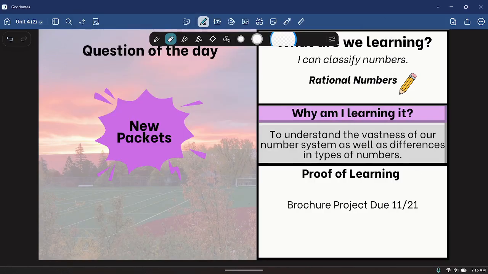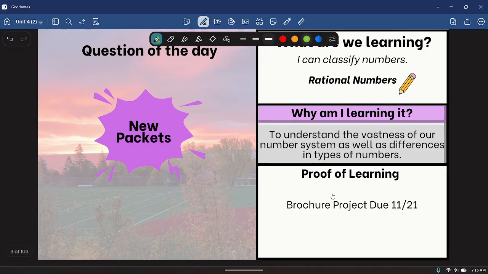All right, this is going to be the video notes for Rational Numbers Part 1. This is the first set of notes in our new packets for Unit 4. So if you don't have one, make sure to either print one off or go get one from your teacher. On your planner, you can write rational numbers. Be sure that you get the project, the brochure project, turned in by Friday.